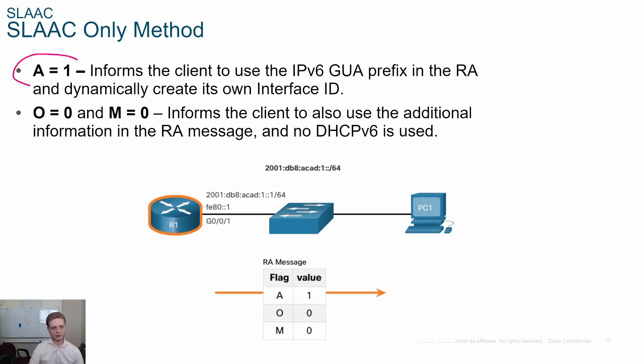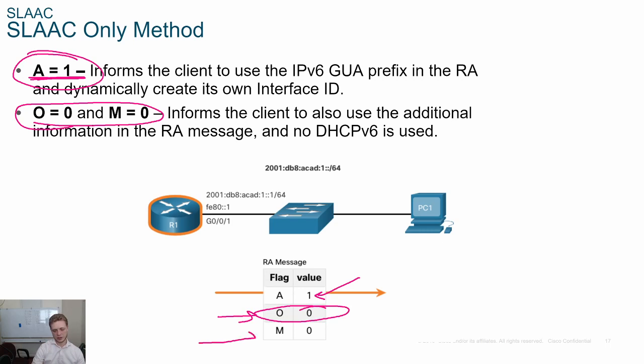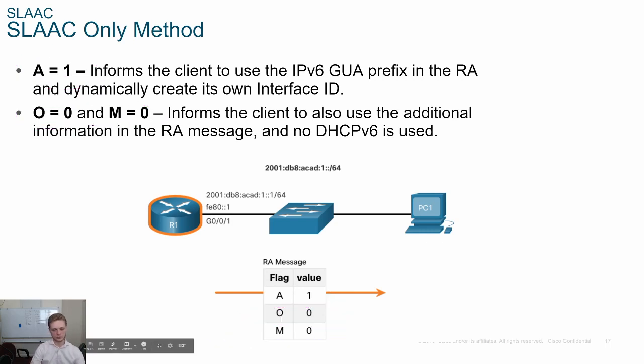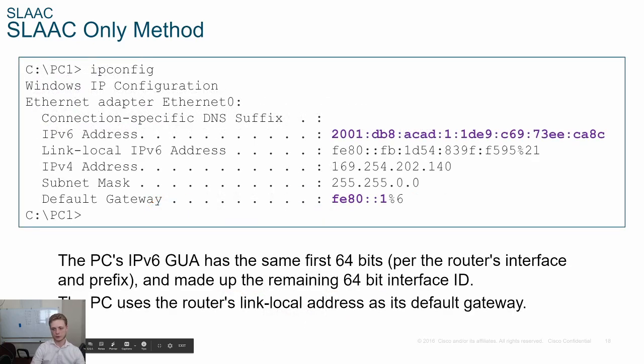If we're only using SLAAC, we will turn on our A bit, and that will say, hey, automatically configure your IP address, all the information you need. If the O and M bits are used, we have more information from a DHCPv6 server, whether that's just additional information or addressing information. The O bit is for other information, and the M bit would be if we had to manage our IP addresses on our DHCPv6 server.